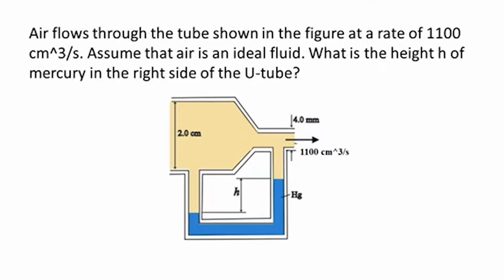In this specific example, we're looking at this tube, and it's shown in this figure. There is a flow rate of 1,100 centimeters cubed per second. And then we're trying to find the height of the mercury in the right side of the U tube.